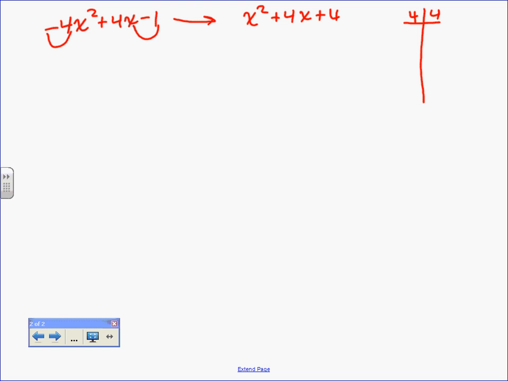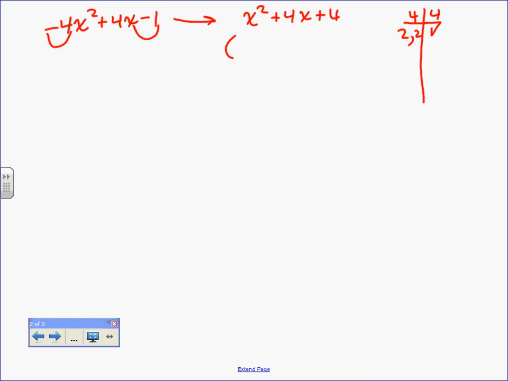How do we factor a quadratic expression with a leading coefficient that's negative? Let's look at negative 4x squared plus 4x minus 1. If we use the method that we talked about before, we would multiply the negative 4 times the negative 1 and factor the related polynomial, which would be x squared plus 4x plus 4. In this case, we would have to look for factors of 4 that add up to 4. Those are 2 and 2.